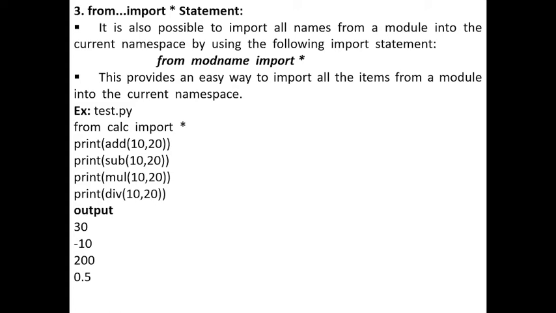So the output will be: adding 10 and 20 gives 30, subtraction gives minus 10, 10 times 20 is 200, and 10 divided by 20 is 0.5. So all this is done by using the import statement, where we are importing from another Python program.